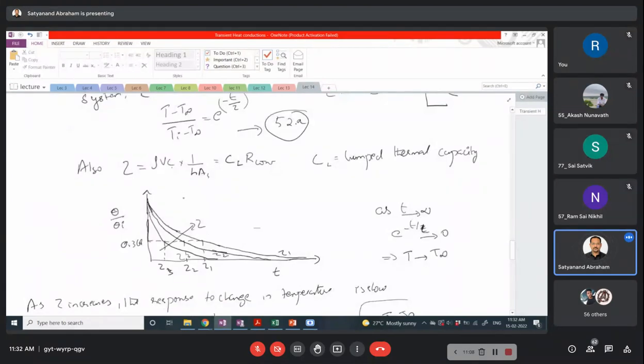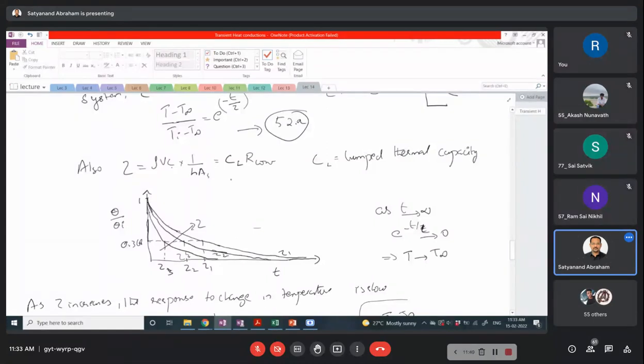So we actually know that at time t equal to 0, (T minus T infinity) divided by (Ti minus T infinity) will be equal to 1, because at time t equal to 0 the temperature of the surface is Ti. Therefore that is equal to 1. As time tends to infinity, T tends to T infinity, so theta by theta i tends to 0.